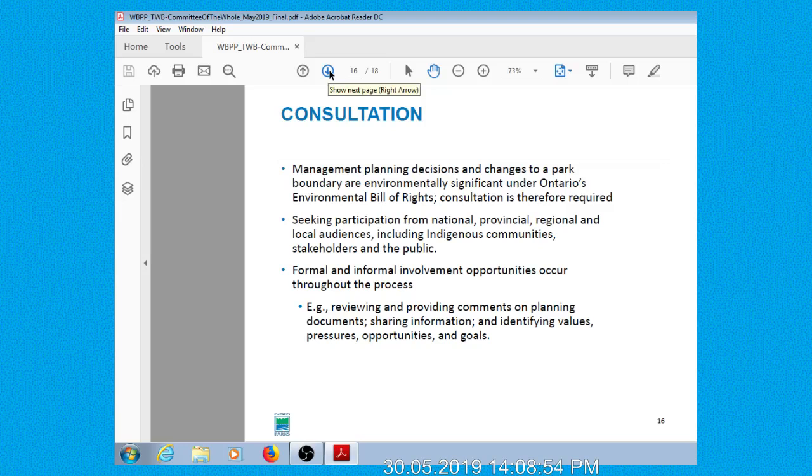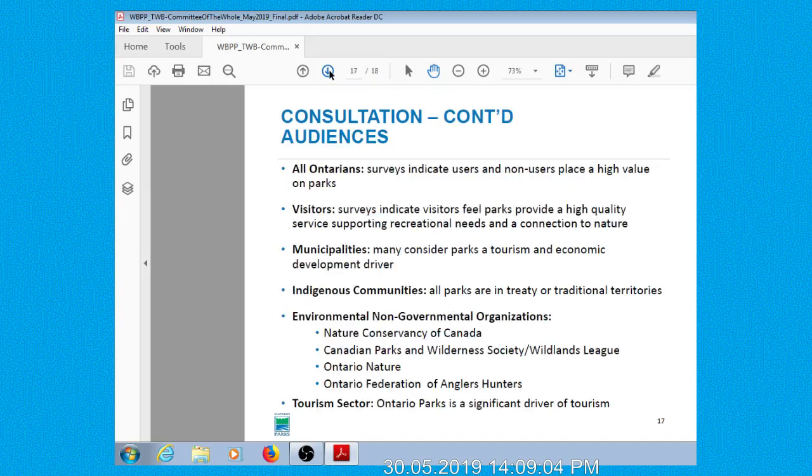We want to be sure that we're making good decisions based on good information. Identifying values and opportunities and different goals, different priorities. That's the kind of information that we want to get. Some of the audiences that we look at, Ontario Parks does a range of surveys, I think it's every 3 years, we do general public surveys. So it indicates that even people who don't come to provincial parks place a high value on them.